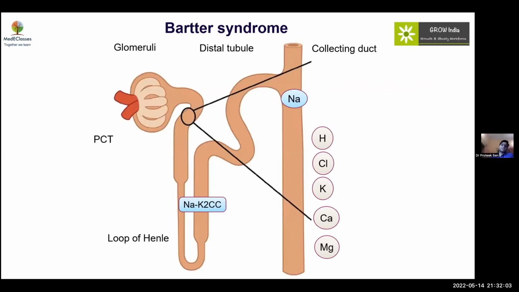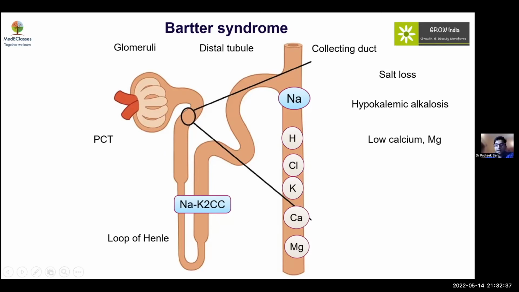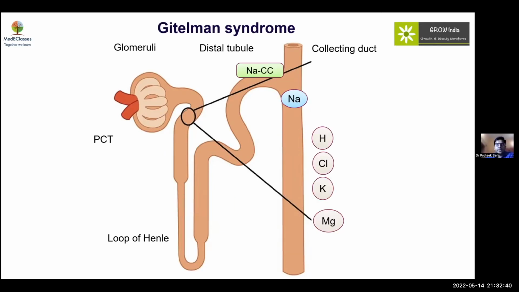Now Bartter syndrome is another important cause. What is happening here is that in the ascending loop of Henle, we have a defect in the sodium-potassium-2-chloride cotransporter. This causes increased sodium in the distal tubules and the collecting duct. Because there is increased sodium in the collecting duct, there is increased exchange, causing positive ions such as hydrogen and potassium to go into the tubules, along with calcium and magnesium. So what we are seeing here is hypokalemia, alkalosis, hypercalciuria, hypermagnesiuria, and low calcium and magnesium.